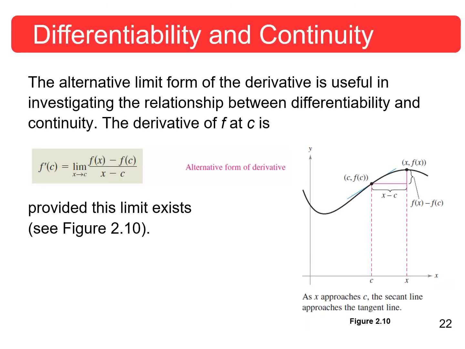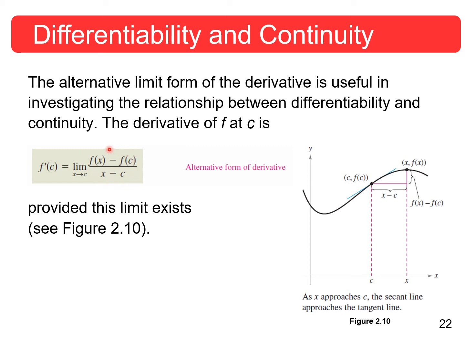Now let's talk about differentiability and continuity. Now the alternative limit form of the derivative is useful in investigating the relationship between differentiability and continuity. The alternative form of the derivative of f at c is given by this expression here. So f prime at c means the derivative of the function evaluated at c. Now that is equal to the limit as x approaches c of f of x minus f of c divided by x minus c.